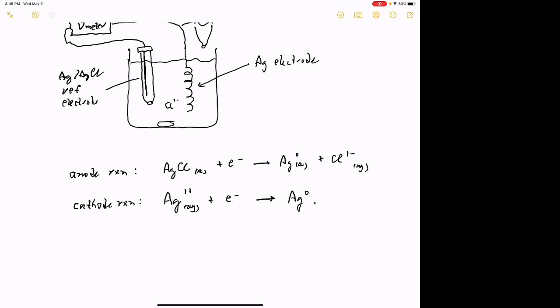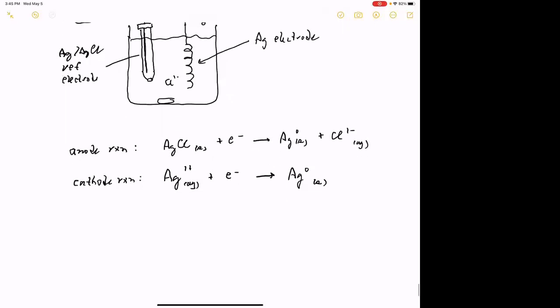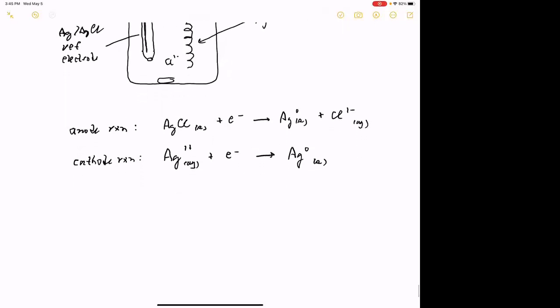Okay. Now you're probably looking at this and going, but wait a minute. In the cathode reaction, I don't really see any dependence on the chloride ion. So you're probably wondering, how do I actually bring this back to a dependence on the chloride ion? Well, you're going to see. So let's go ahead and write the Nernst equation for this.